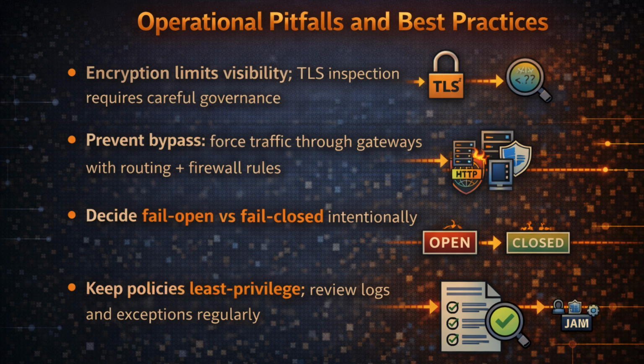Third, availability. Decide whether the gateway should fail open or fail closed. Fail closed is safer, but it can cause outages if the gateway goes down. Fail open preserves availability, but weakens security. Finally, policy and logs. Keep rules minimal. Document changes and review logs and exceptions. Gateways generate value through visibility, but only if you actually look at it.